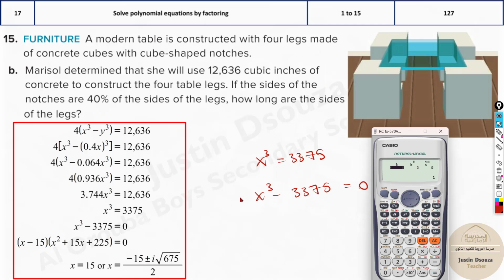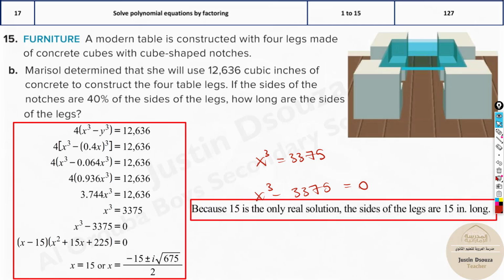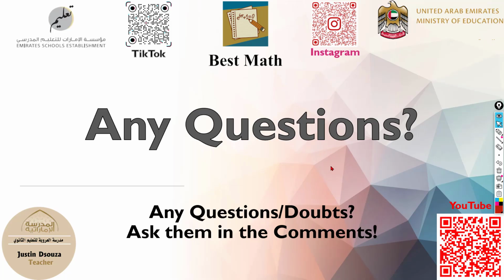So we ignore the imaginary numbers. It's a real world problem. We have to have a real value. We ignore the imaginary part and take the real answer only. So that's how we solve this problem. That's the end of this topic. A very long topic. I hope you found it helpful.